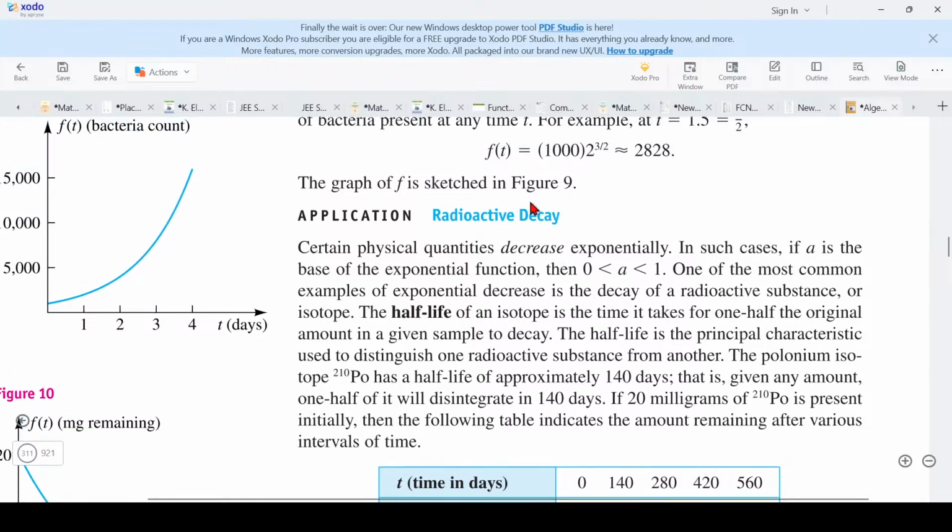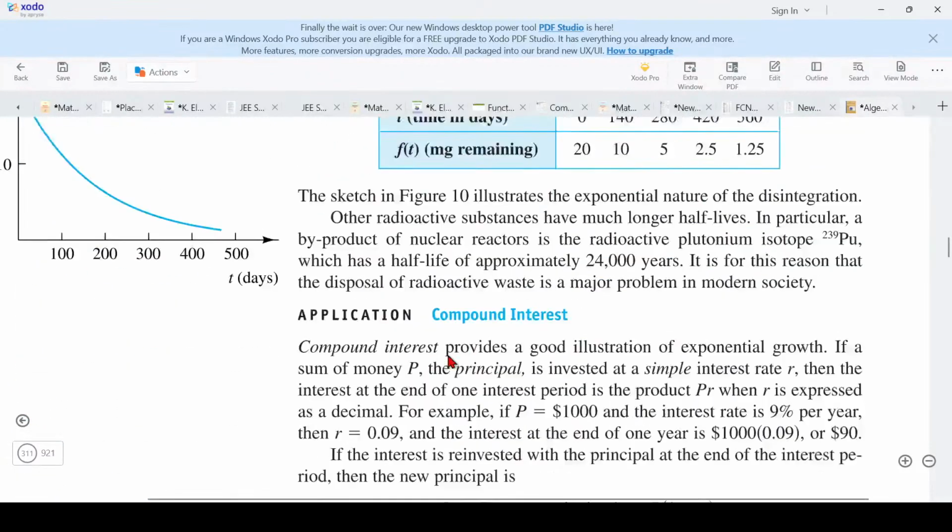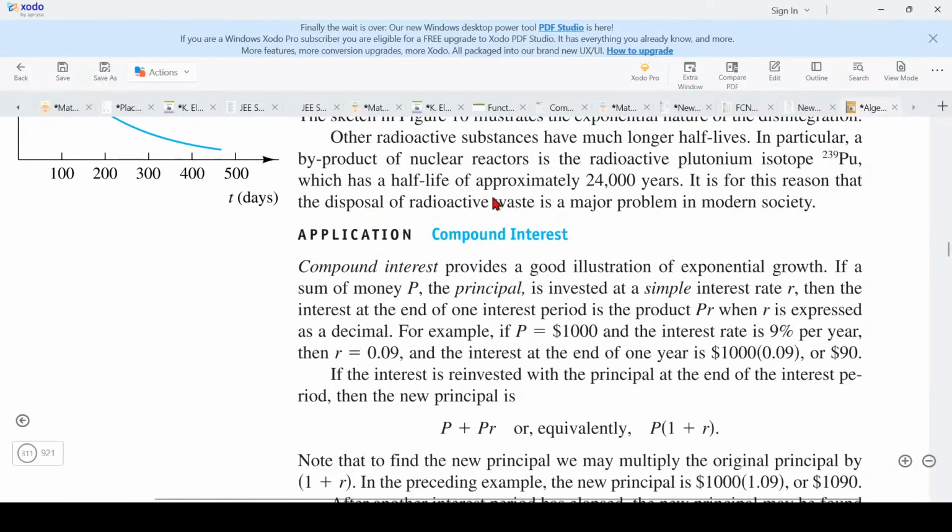We were discussing radioactive decay, half-life period, etc., or growth and decay. This is interesting: compound interest. In compound interest also we discussed... No, sir, we didn't discuss compound interest. Okay, now we'll discuss.